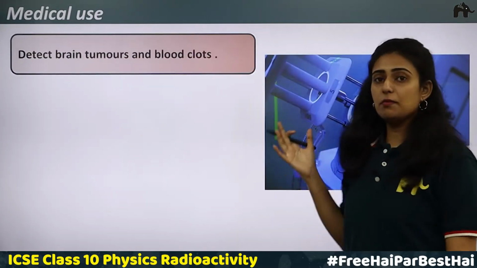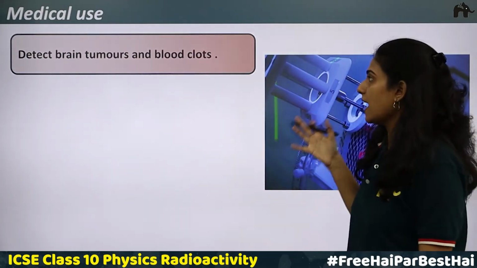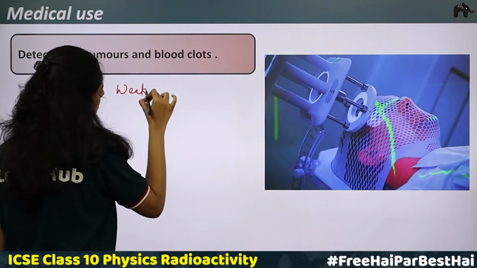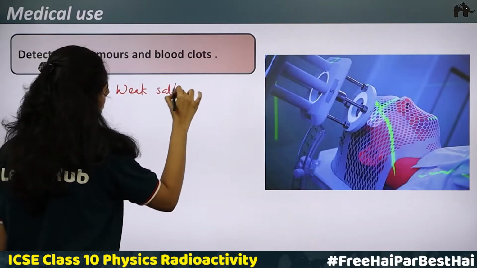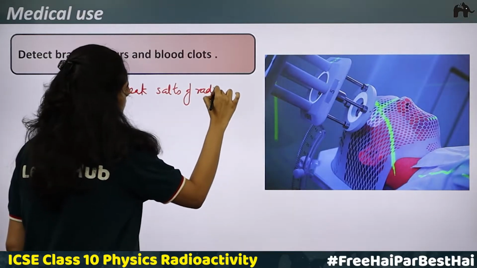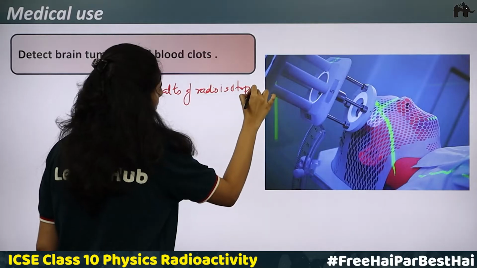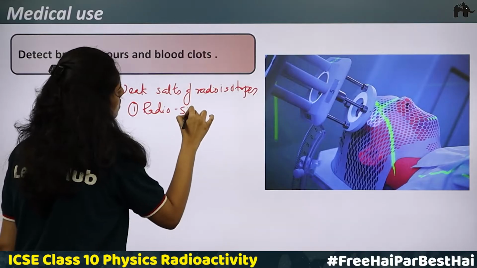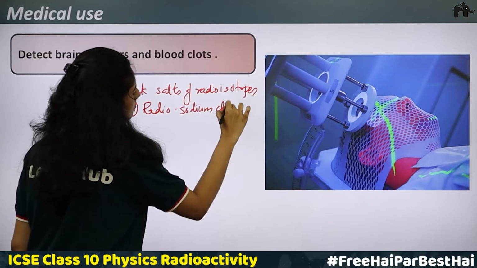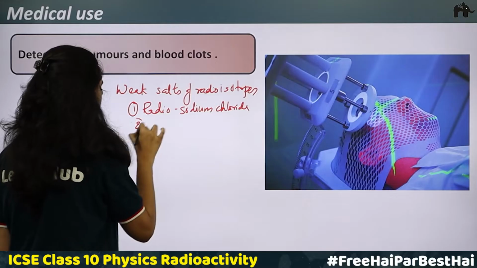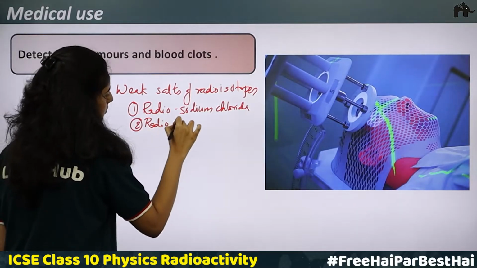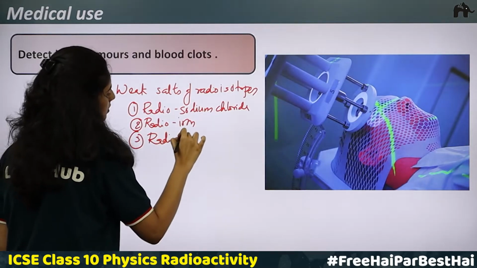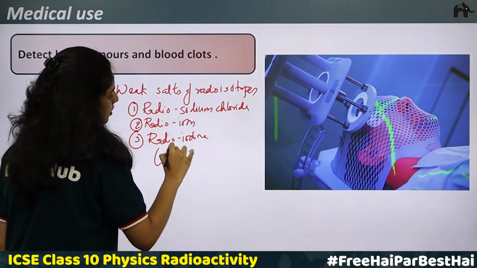Okay. The next medical use is to detect brain tumors and blood clots. So here what is used is weak salts of radioisotopes. One such salt is radiosodium chloride. Second, radioiron. Third, radioiodine. These are called tracers.